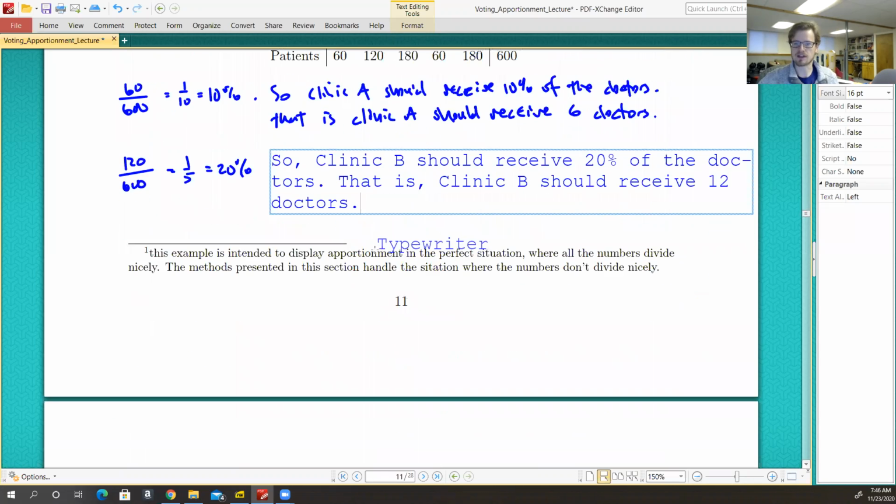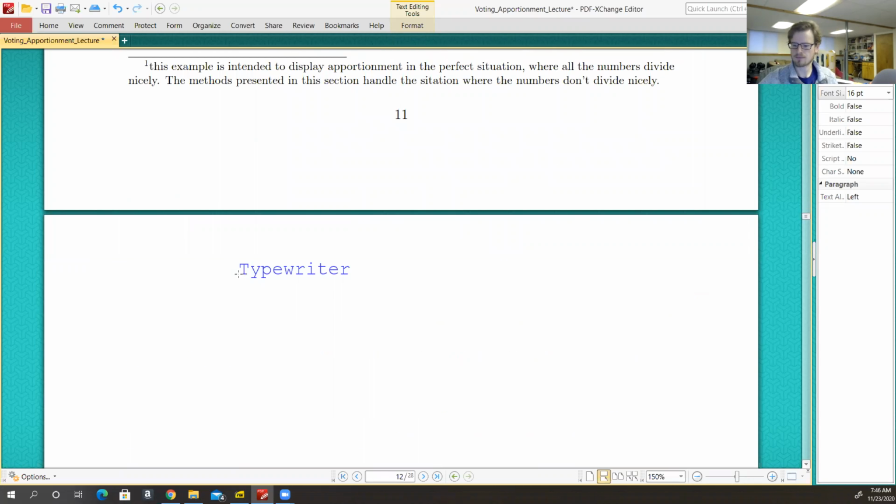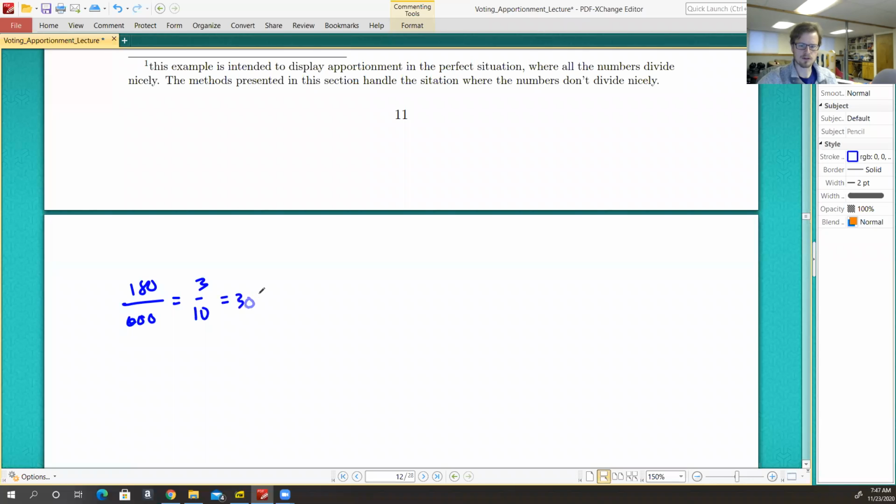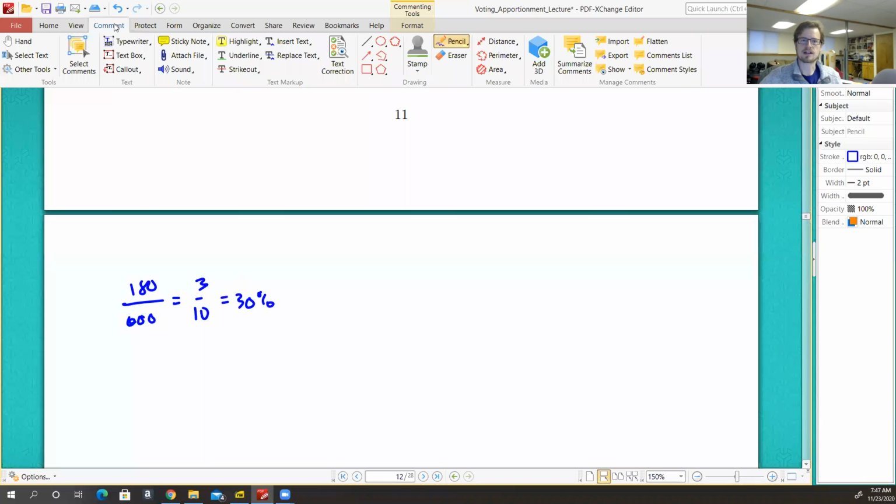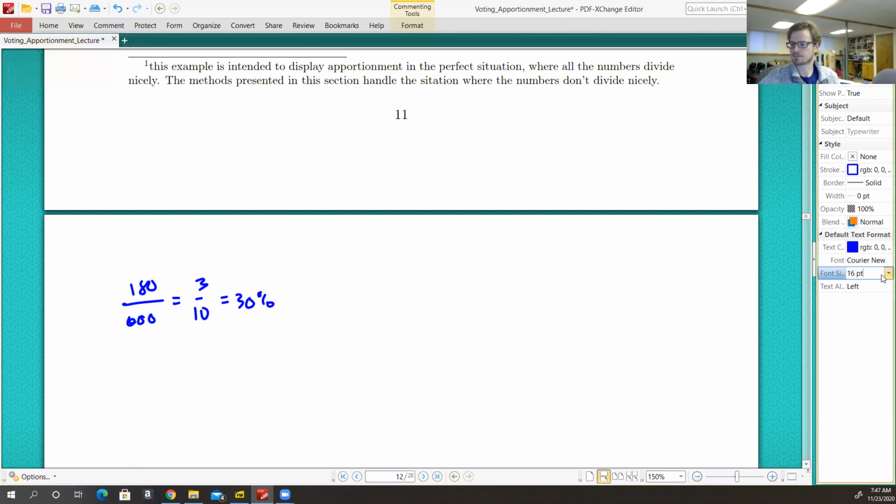Continuing on with that, for Clinic C, they see 180 of the 600 patients. Well, 180 out of 600, that is 3/10 or 30%. And with that, we would say that Clinic C should receive 30% of the doctors.